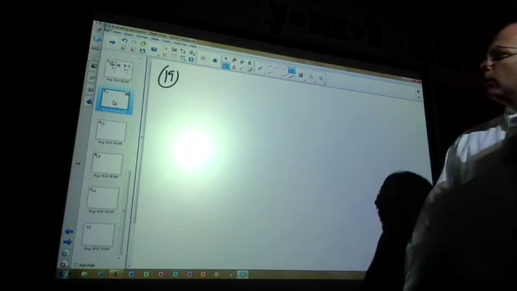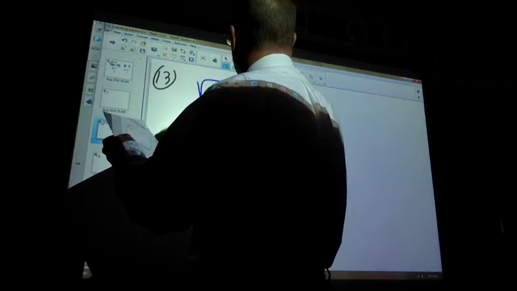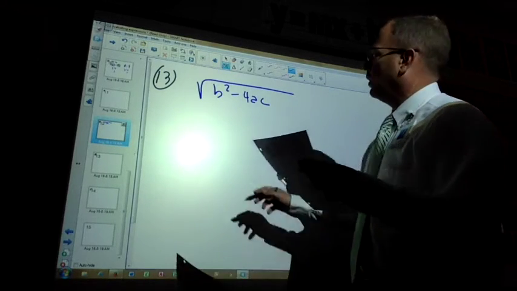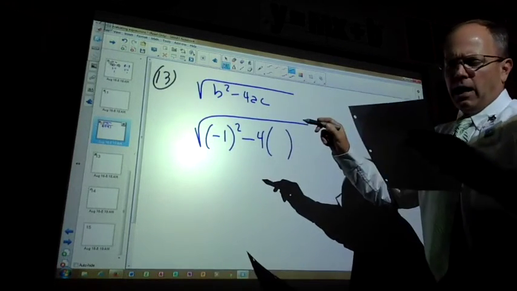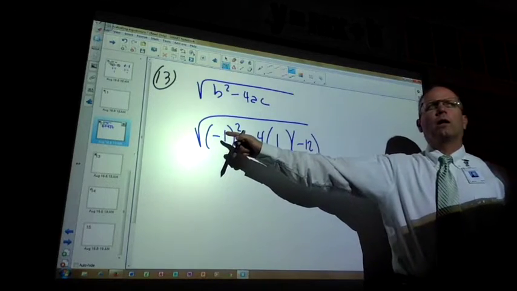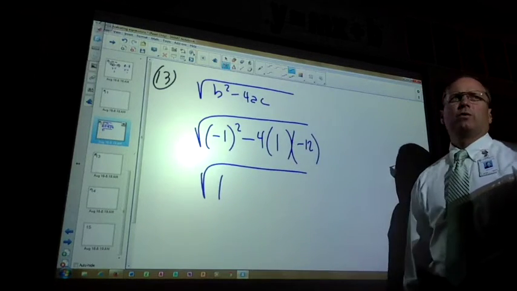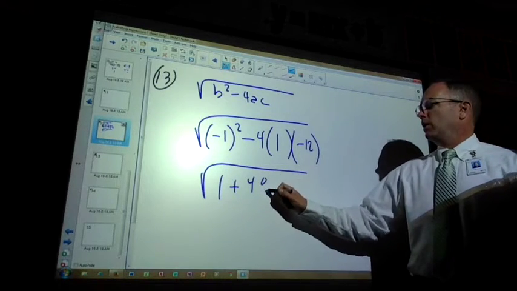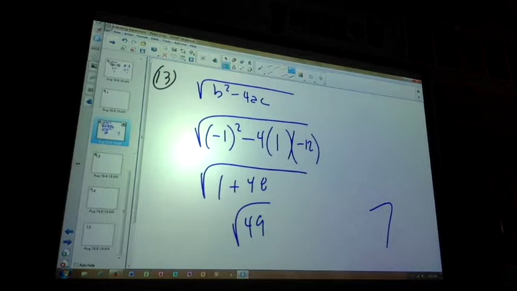Number 19 was silly. Number 13, we have the square root of b squared minus 4ac, which is part of the quadratic formula, which we'll get to later, but we got that. So they tell us we have b squared, so we have negative 1 squared minus 4. A, they told us is 1. C, they told us is negative 12. Quick question, what is negative 1 squared? Positive 1. Okay? And then I have negative 4 times 1 is negative 4. Negative 4 times negative 12. Is it negative or positive? Positive, because I have a negative times a positive times a negative, so it's going to be a positive 48. That's going to be root 49, which is? 7. Woo! All right.